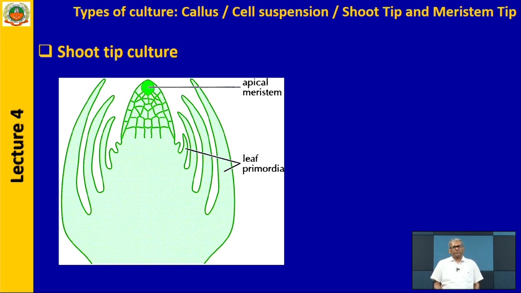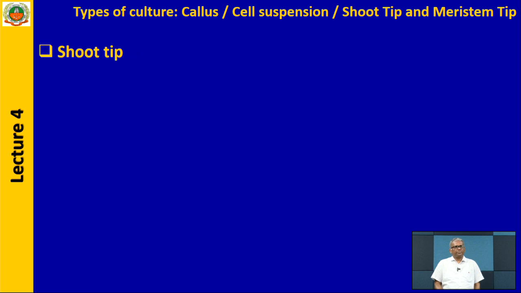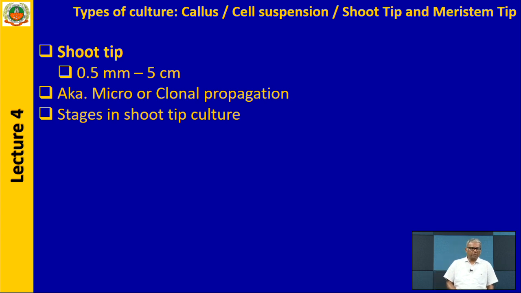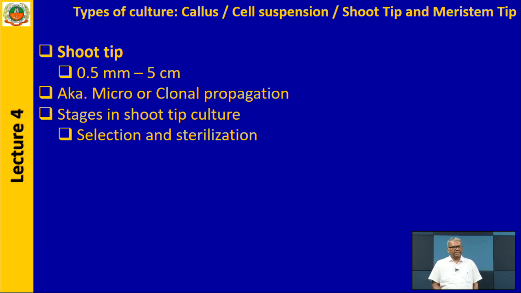You can define a shoot tip to be a part of the plant which is about 0.5 mm to 5 centimeters long. The use of shoot tips in tissue culture is also called clonal propagation or micropropagation. The main reason is that we try to exploit the meristematic cells present along the axils of the leaf primordia. The different stages in shoot tip culture are selection and sterilization of the explants, and establishment of axillary buds.